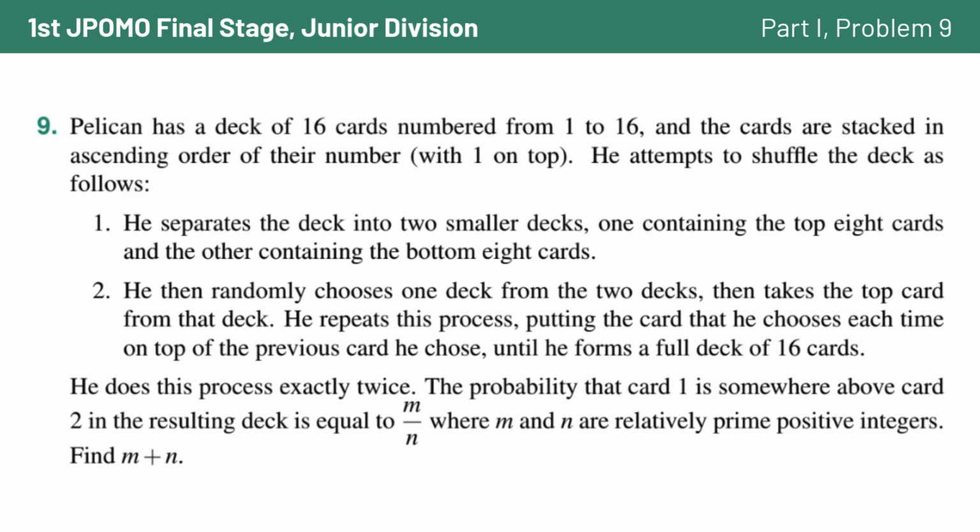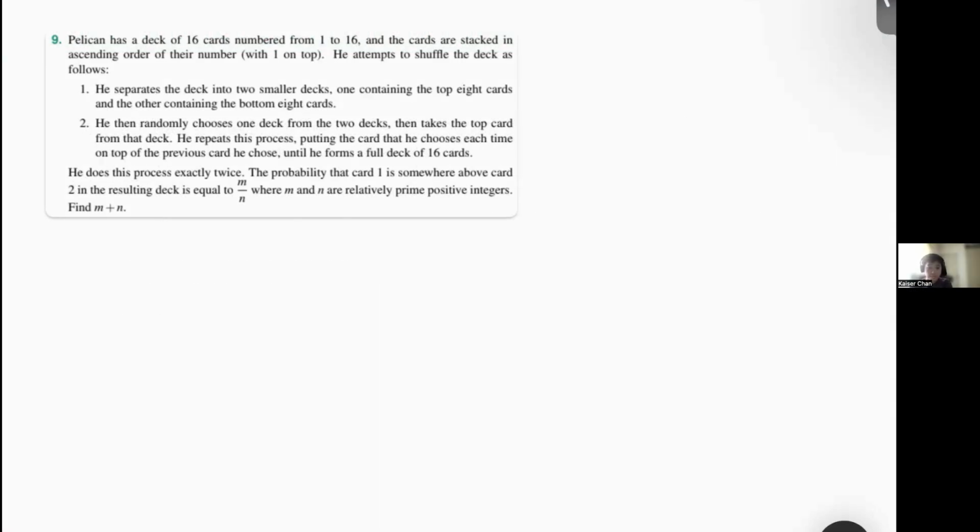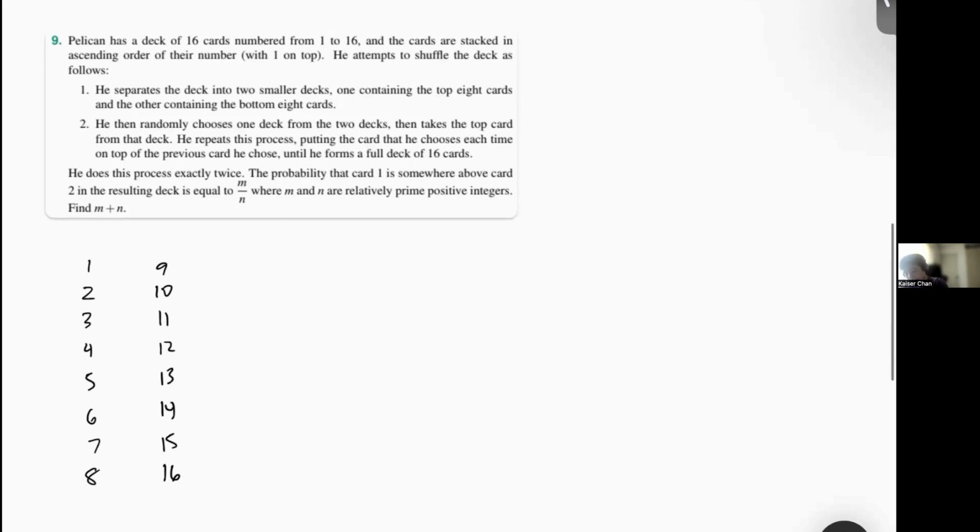Find m plus n. First, let's try an example of what the shuffling would look like. The first step is to separate the deck into two smaller decks, each one containing half the cards, and initially that would look like something like this. So 1 to 8 is on the first half and 9 to 16 on the second. Then, Pelican would repeatedly choose a random deck and pick the top card from there. So if I try that, for example, I'll take this one, I'll put 1 here because it's the card on top. Then let's say I choose that one again.